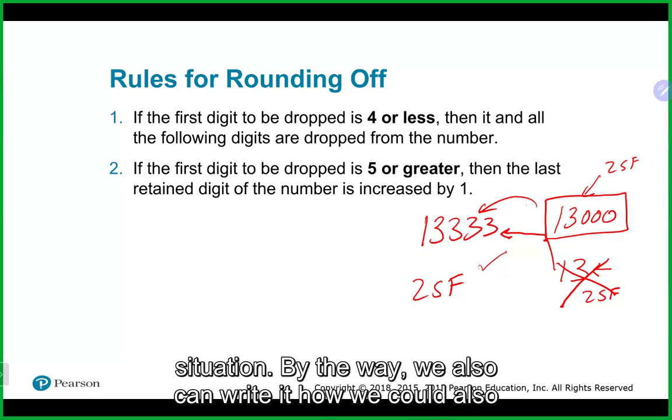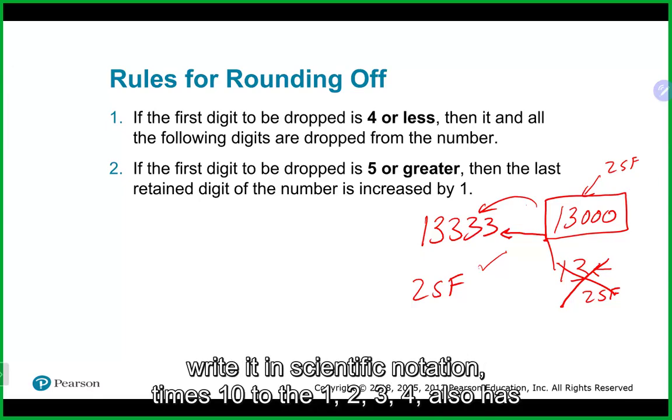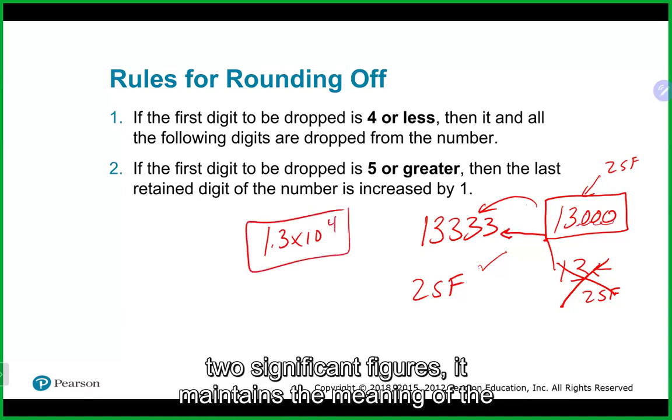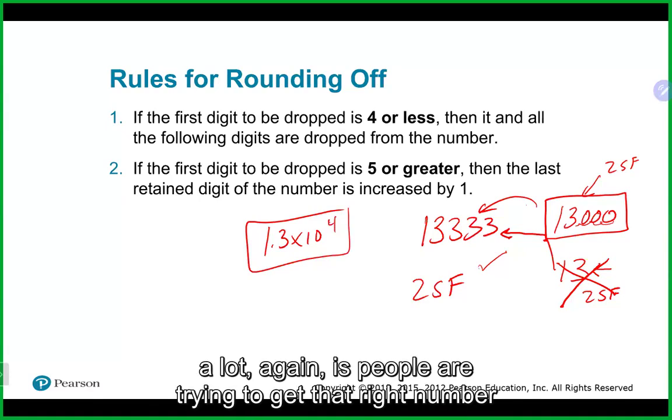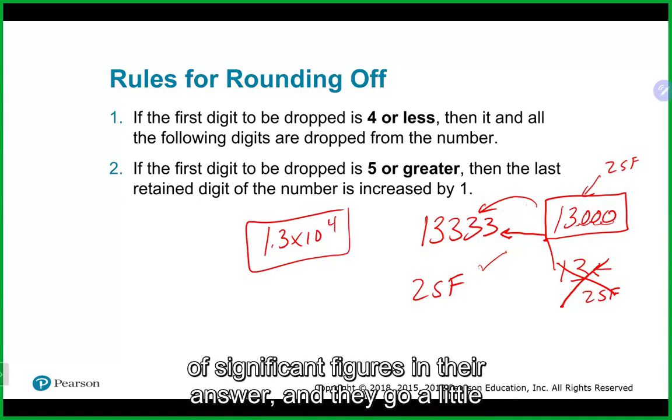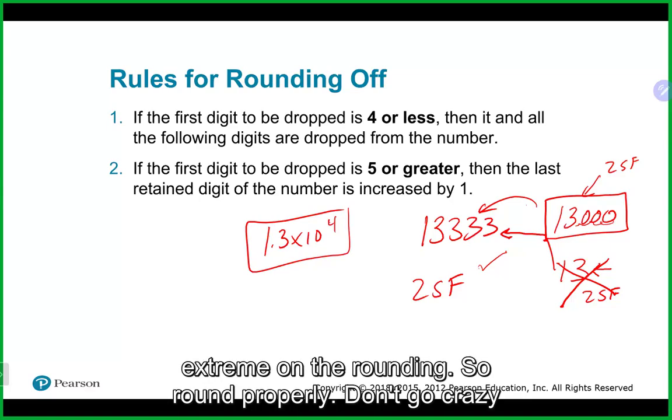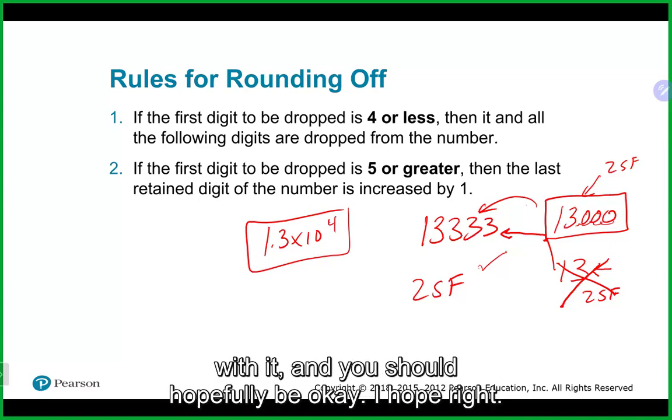By the way, we also could write it in scientific notation, 1.3 times 10 to the 4. That also has two significant figures and maintains the meaning of the number. So once again, we do want to round. What happens a lot is people are trying to get the right number of significant figures in their answer, and they go a little extreme on the rounding. So round properly, don't go crazy with it.